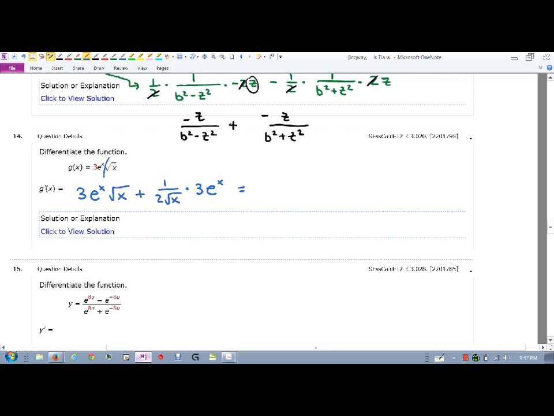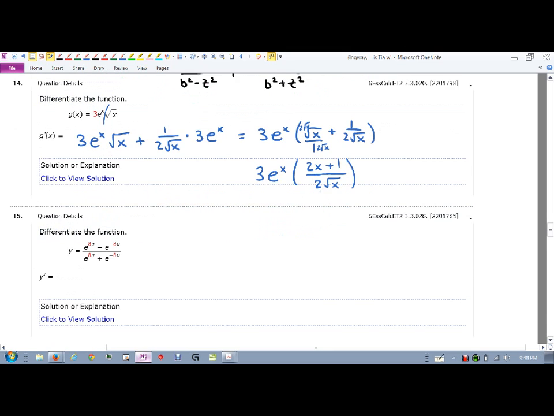Notice here we can, if we want, factor a 3e to the x out of both. If we do that, we're left with square root of x plus 1 over 2 root x. We could get a common denominator here, and if we did, we would say that's over 1. We'd multiply the bottom by 2 root x and the top by 2 root x, and so we get 3e to the x. This 2 root x times root x just gives us 2x, and then over here I had the correct denominator, and then all over 2 root x. We could do that, or you could have left it the way it was before I put the denominators together.